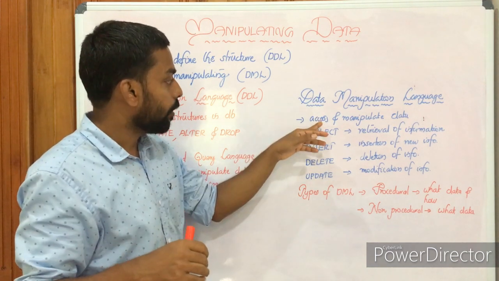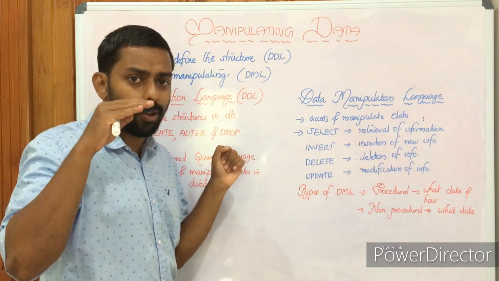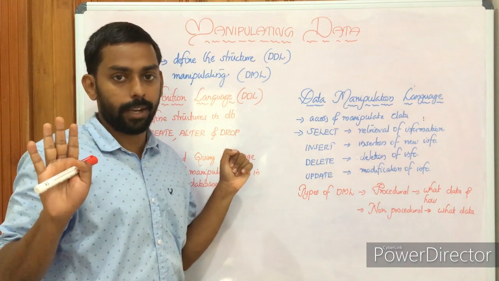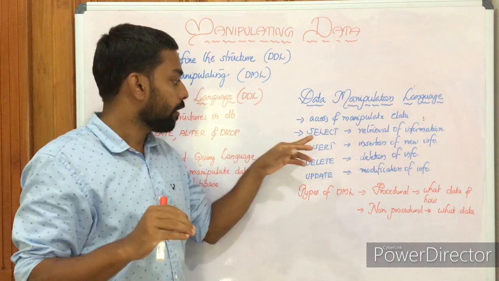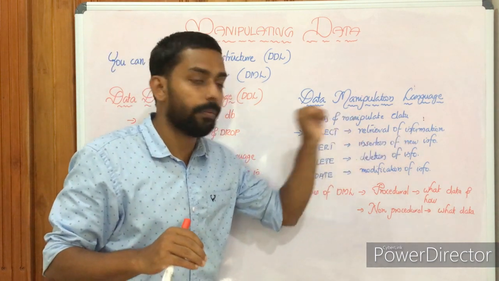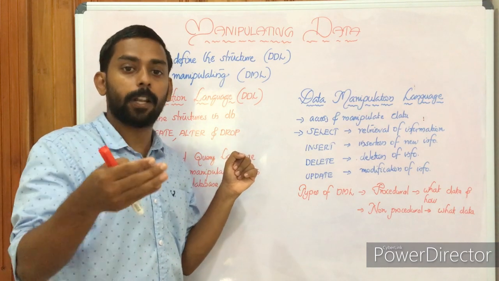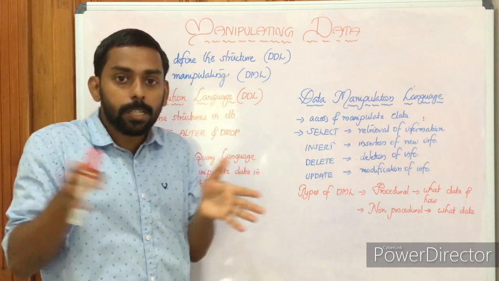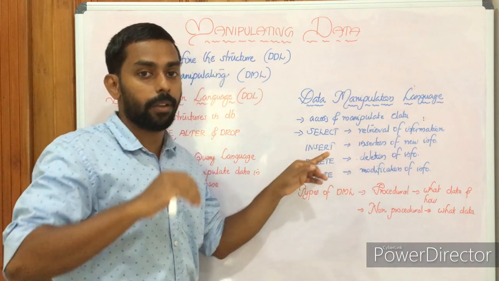Okay, so DML commands are used to access and manipulate data. It's all about data, nothing else. It's all about dealing with the data in the table. Select is used for retrieval of information, to retrieve information from the table. Retrieving means displaying. Just display the content. That's it.